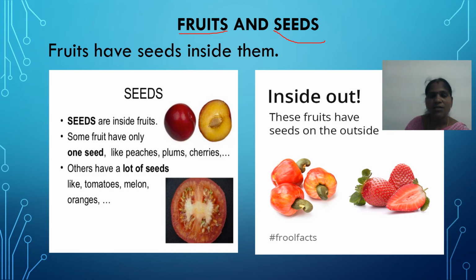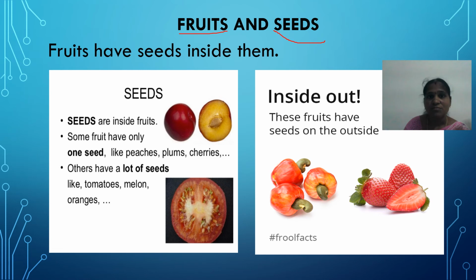For example, the seeds are inside the fruits. Some of the fruits have only one seed, some of the fruits have a few seeds, and some of the fruits have many seeds also. What are the parts of single seed fruits? So which fruit has a single seed? Like mango. Does mango have only one seed, or double seed, or many seeds? No, only one seed.